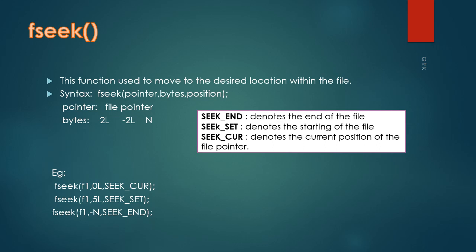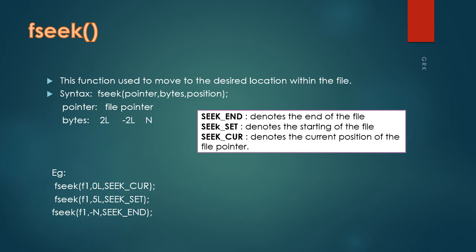Next, fseek(f1, -n, SEEK_END). SEEK_END represents the end of the file. From the end of the file, we are moving in the backward direction by n. Initially, before using this function, we first have to read one value for how many bytes we want to move. That number must be read into the n variable by using the scanf statement. And here I am using minus n, which means I am trying to move in the backward direction.